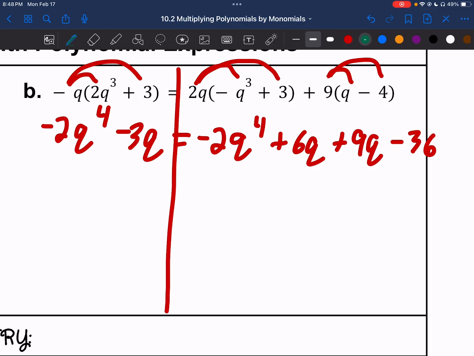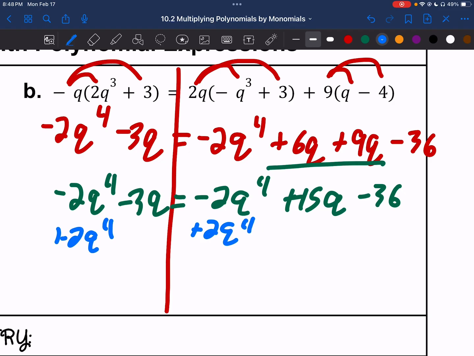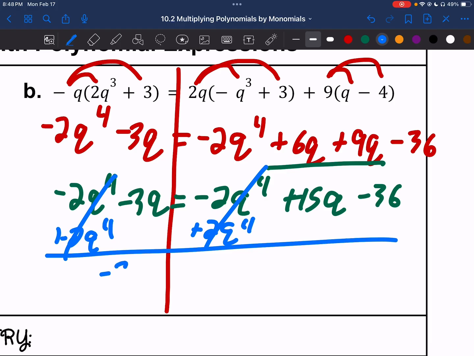Now, left side, nothing happens yet. Right side, we need to do some cleaning up of this. So we have negative 2q to the fourth, 6q plus 9q is plus 15q, and then minus 36. Okay, so we're going to add 2q to the fourth to both sides, right? We're going to try to move it to the other side. Which side we're trying to move it to, it doesn't matter, because those terms cancel out. And I'm left with negative 3q equals 15q minus 36.